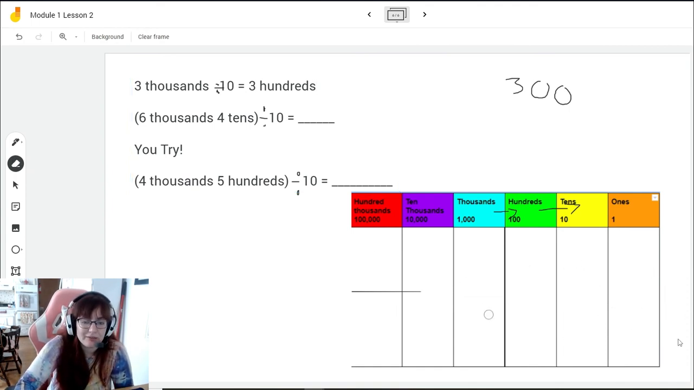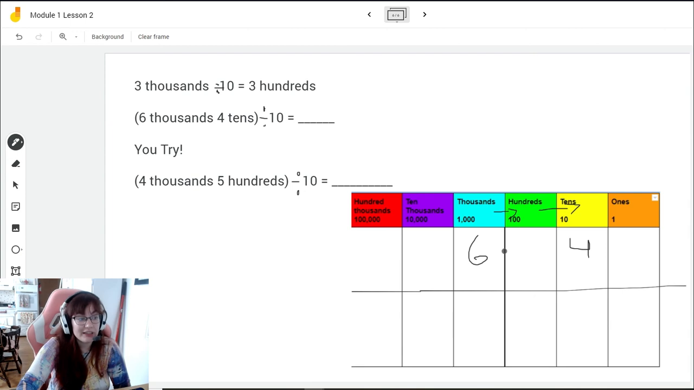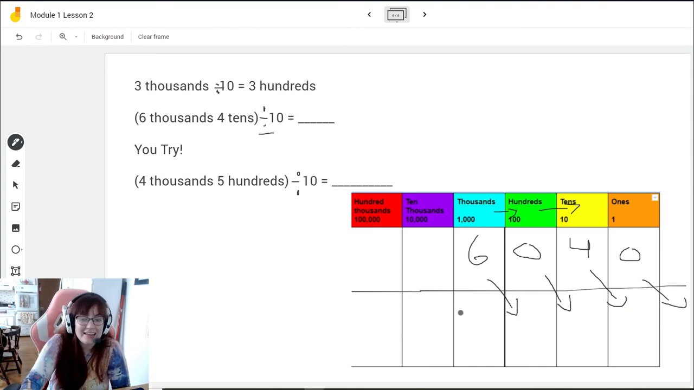So 4th grade, let's try the next problem. And by now you guys are probably getting super good at this. So for this next problem, we have 6 thousands, 4 tens, and remember, if I have any empty place values, I want to fill those in with zeros. I check what kind of math I'm doing. I am dividing, so that means that everything is going to move to the right.